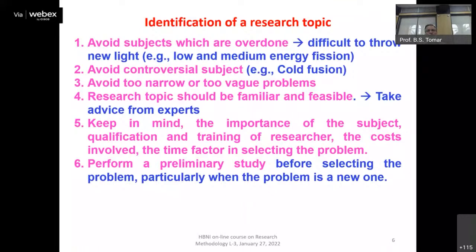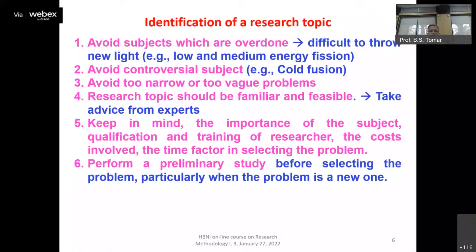Then avoid too narrow or too vague a problem. So for a research problem, you have to have a topic where you can have some few publications. So it should not be too narrow a topic and also not too vague. You have to avoid those. Then research topics should be familiar, feasible. So always take advice from the experts that yes, it is a topic of interest to you. Then keep in mind the importance of the subject, the qualification and training of the researcher, and costs involved.